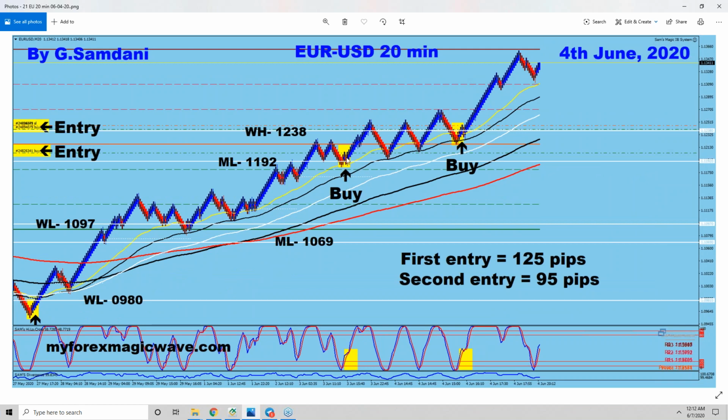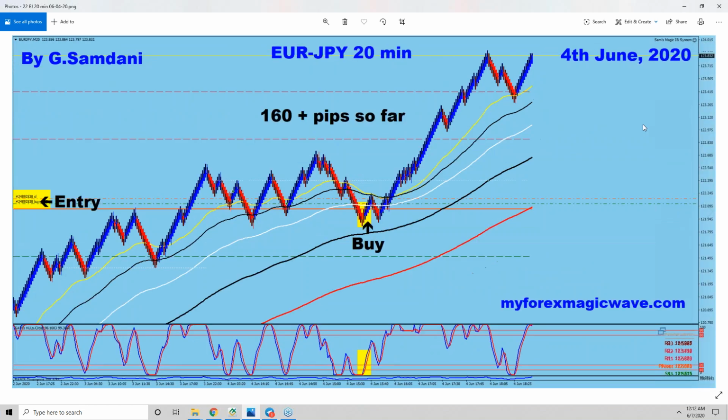Euro USD, I was in here, and then it didn't move much, so I held the trade into the next day, and the next day the entry came, another entry I took, and then it went up. First entry 125 pip, second entry 95 pip. Both entries are here. All right. I record the chart and then I close the trade. This is on the 4th.